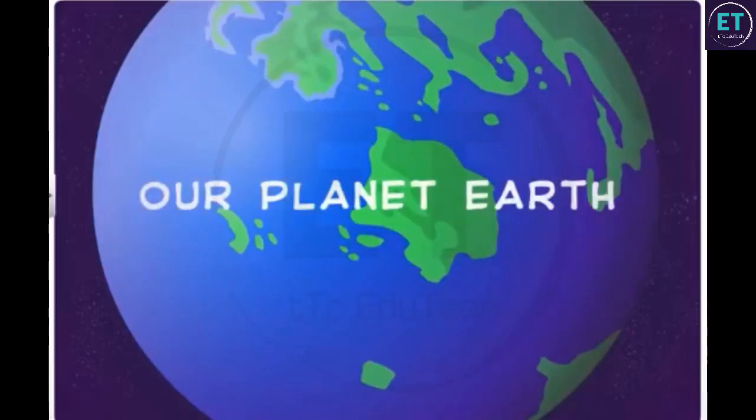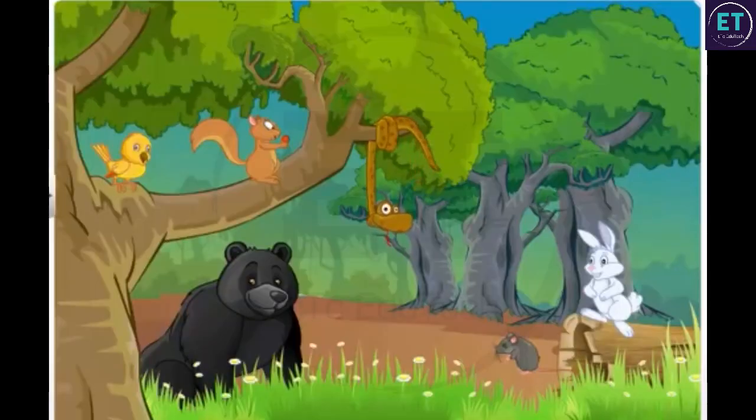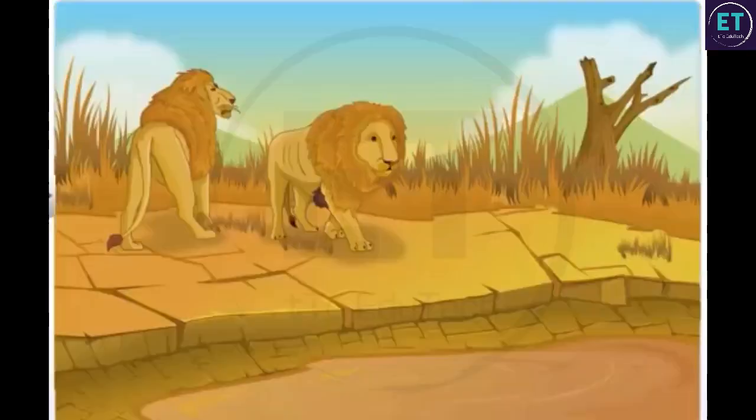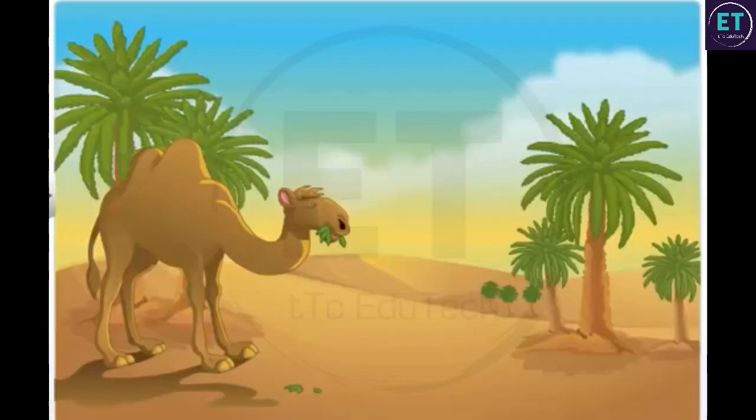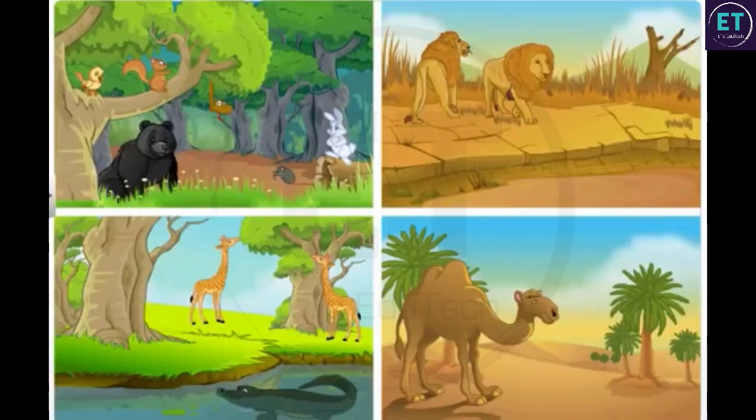The Earth is the only planet known to man that supports life. A variety of plants and animals live on our planet. Natural resources available on Earth influence all life forms.